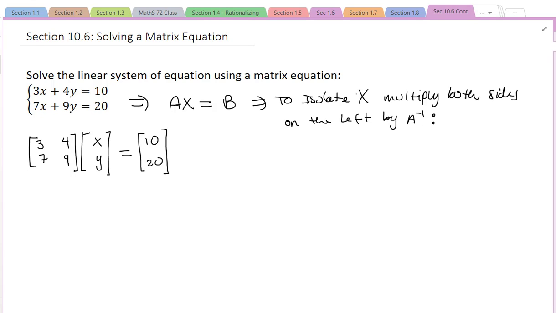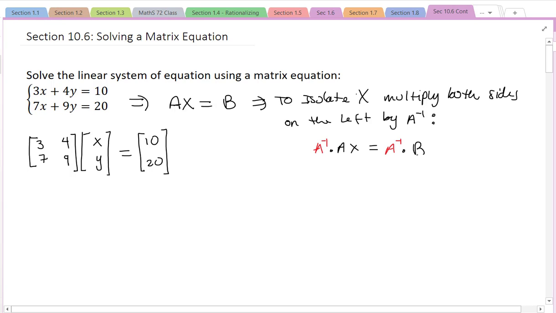So what does that mean? I'm going to say A inverse times A x equals, multiplying A inverse on the left, A inverse times B. And A inverse times A gives us the identity matrix. In this case, it's a 2 by 2, so it'll be I2 times X, which is a 2 by 1, equals A inverse B. And so this will be the answer.